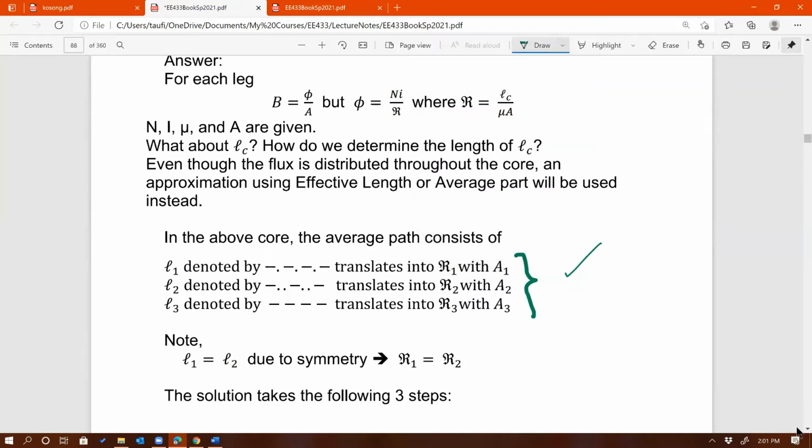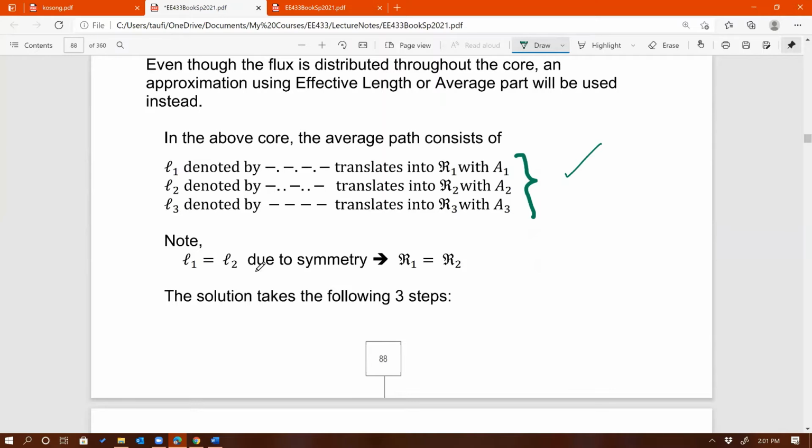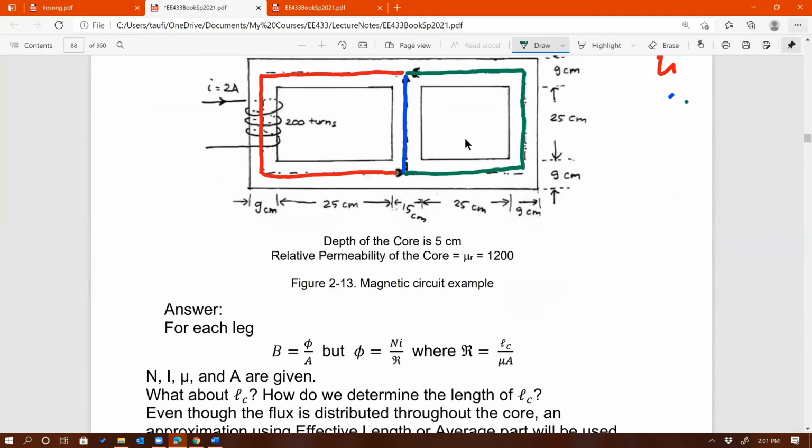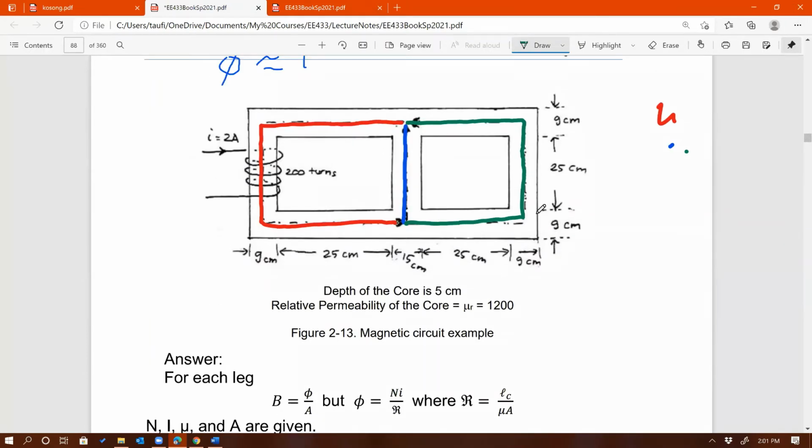Okay. And then, oh yeah, we have L1 and L2, which are equal due to symmetry. If we check here, you can see that the left segment and the right segment are symmetrical. If you look at the physical length or dimension of the core, they're symmetrical. Even though the picture doesn't actually show that, if you look at the numbers, the left segment should be equal to the right segment. So the length of the left segment should be equal to the length of the right segment.